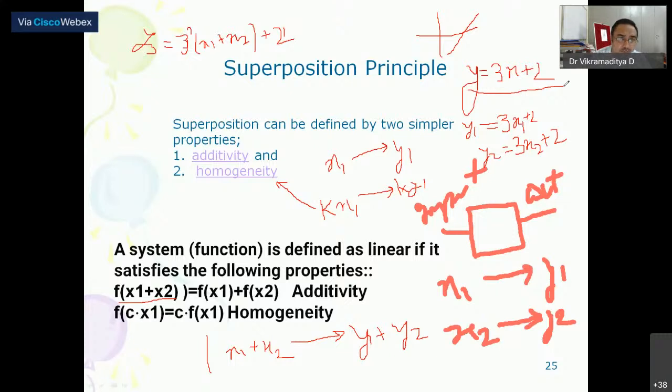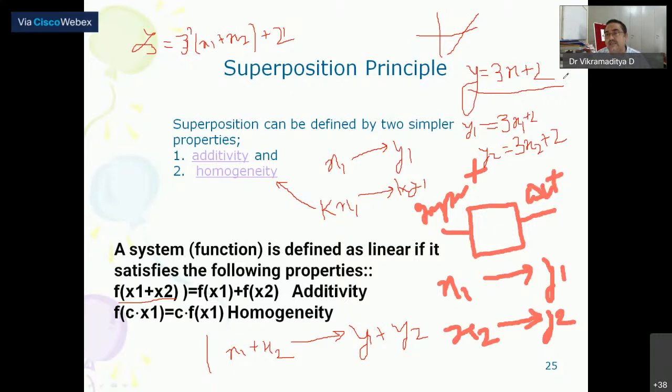Is it clear or not? Okay, now you can verify. So if one principle fails, you cannot say that it is obeying the principle of superposition. It should obey both the laws, that is the additivity principle and the homogeneity principle. In this case, let us check the homogeneity principle also. So y is equal to 3x plus 2. This is the equation.